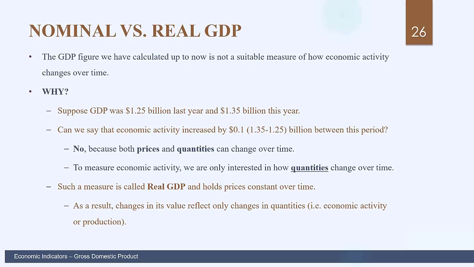Real GDP is a measure of GDP that holds prices constant. What the real GDP calculation does is hold constant prices in a particular year, and then GDP will be calculated based on those prices. As a result, the real GDP figure over time only reflects changes in the quantity, which is what we want as a measure of economic activity or production.